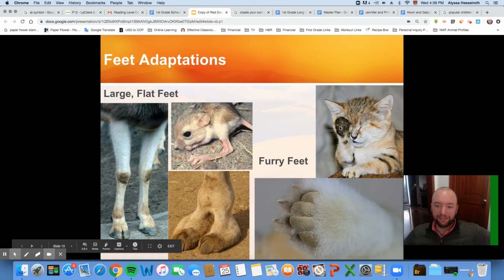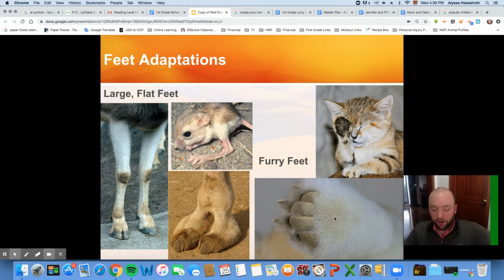And as you can see, this wild desert cat here also has very furry feet. So when you create your animal, you'll want to give your desert animal very large, flat feet, or furry feet to help protect it from the hot sand or hot dirt and rocks.